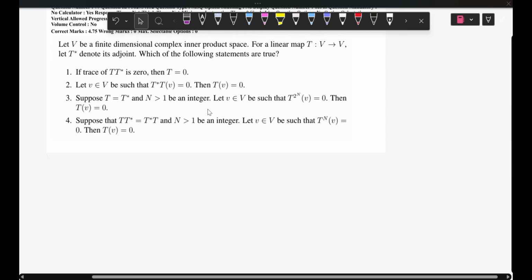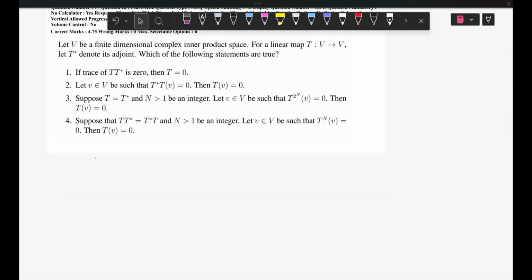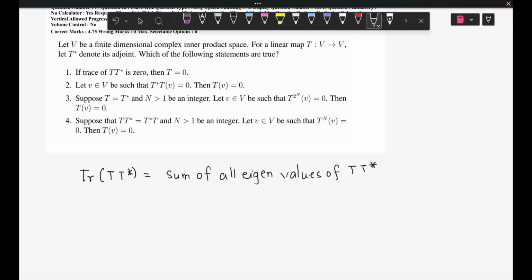If trace of T star is 0, then T is 0. So first, we know that trace of T star is equal to the sum of all eigenvalues of T star, right? The trace of any linear transformation or matrix is the sum of all eigenvalues.